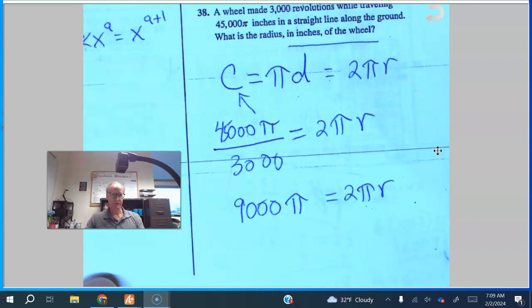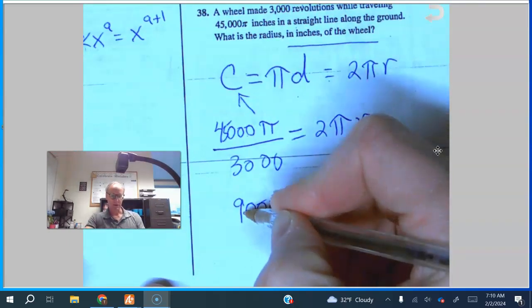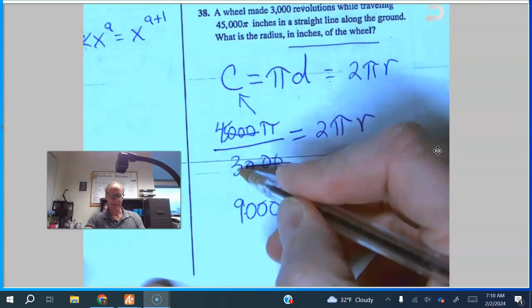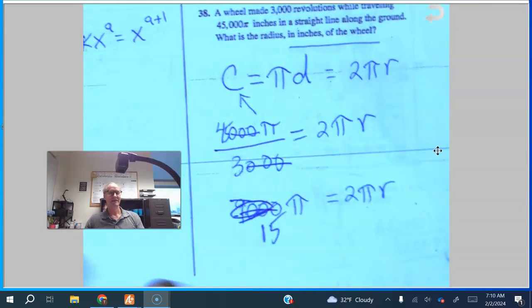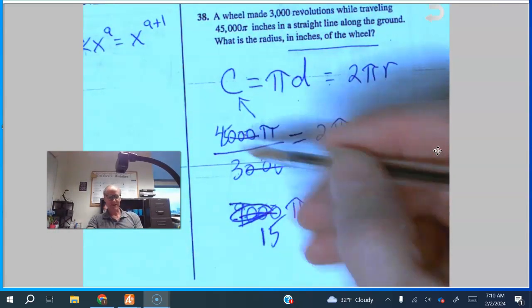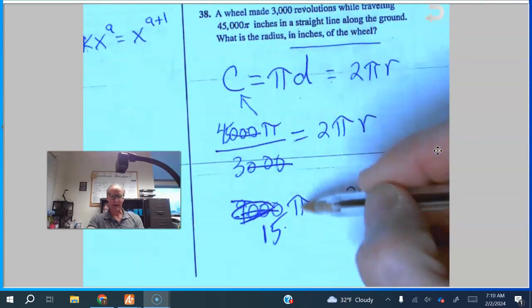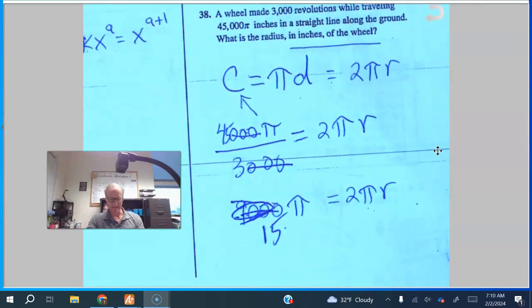Did I get that? I did not. This is, geez, I'm dumb. 3,000 divided by, this is not 9,000. What am I doing? That's 15 pi. Sorry, guys. Can't divide today. I don't know what I was doing with that. Anyway, 45,000 divided by 3,000 is 15. And I get 15 pi is equal to 2 pi r. And I'm going to divide by the 2 pi and get the answer of the radius in inches of the wheel.